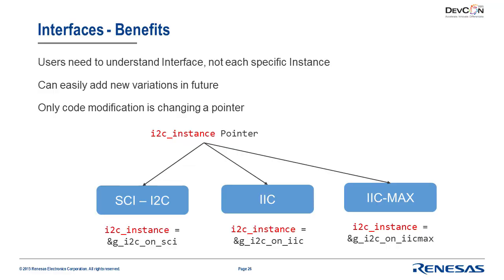This is addressing the future-proof issue. So this is the example I gave on the last slide, where we have support for the SCI in simple I2C mode and the IIC peripheral. Let's say generation 2 comes around. We add this brand new I2C peripheral that supports an even faster bit rate. The only code modification required on your end is changing that pointer. So we add a new module called IIC max, and you just change that P_I2C pointer to now point to my I2C on IIC max. All of your application code remains the same.